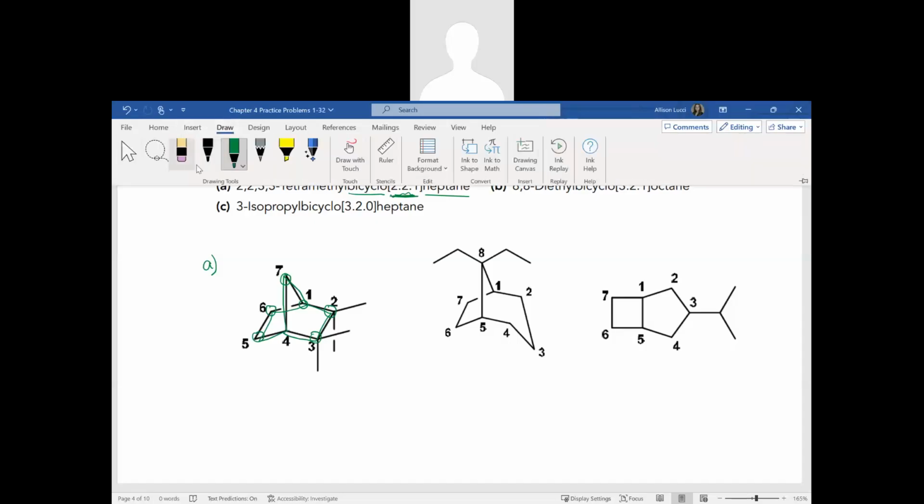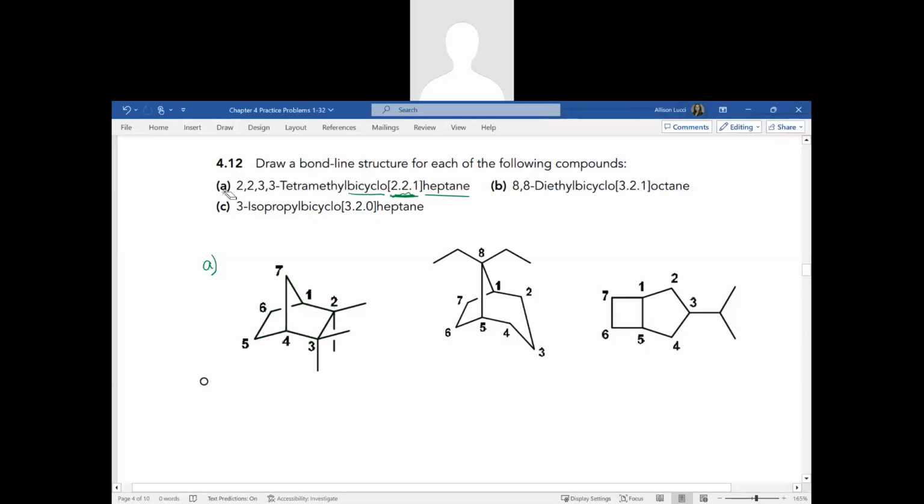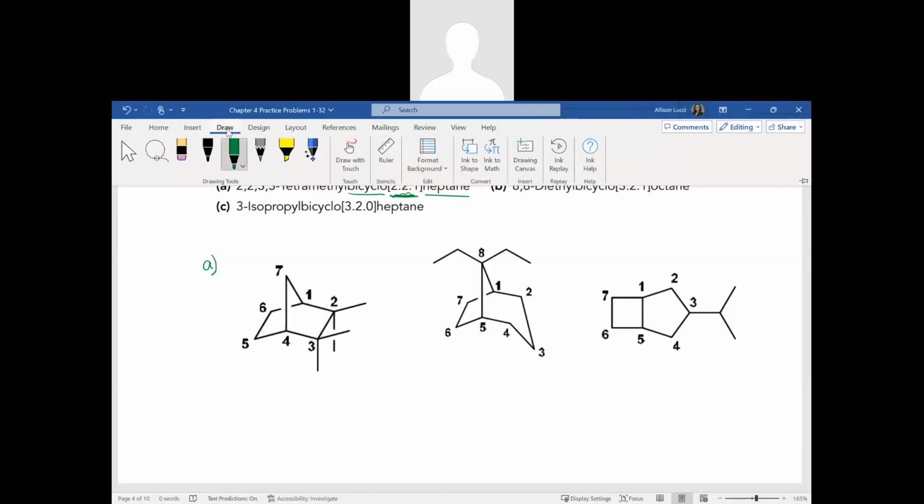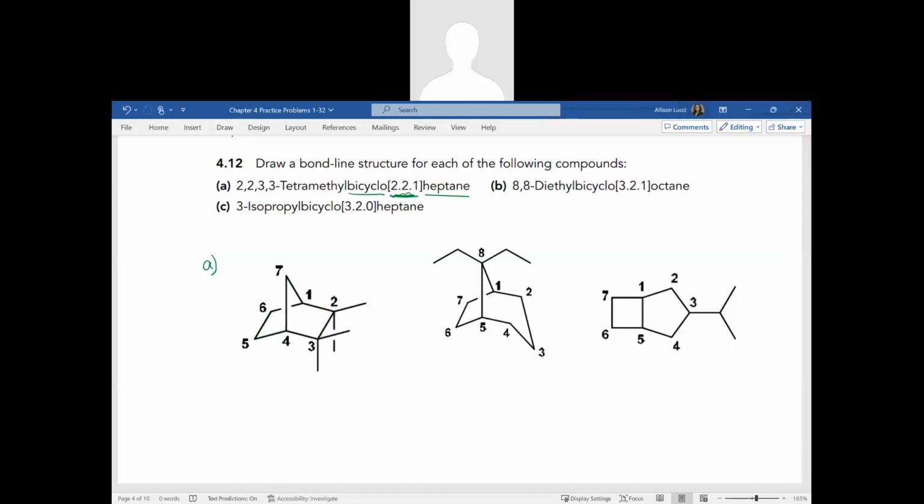And then we just have to confirm that when we draw this, our substituents are on the correct carbons, and in this case, they would be on a 2, 2, and 3, 3, for a total of 4 methyl groups. And we see if we started at that bridgehead with our number 1, we would get the lowest numbering going down this bridge. So we would go this way first. So we would see carbon 2 and then 2 more methyl groups on carbon 3. So this is the correct structure for the named compound A.